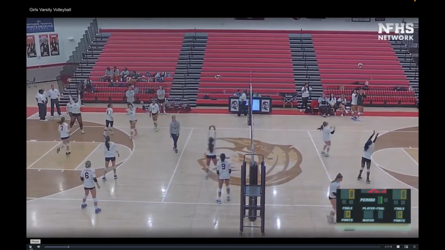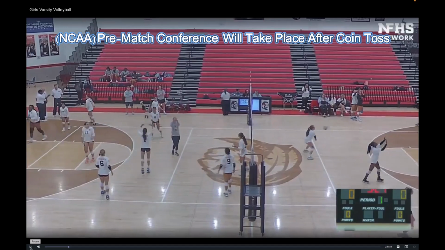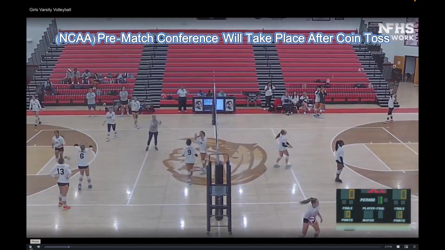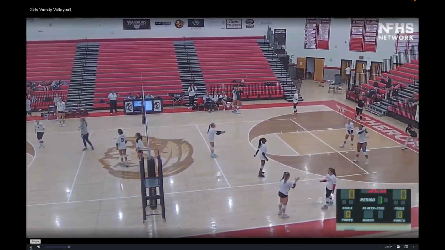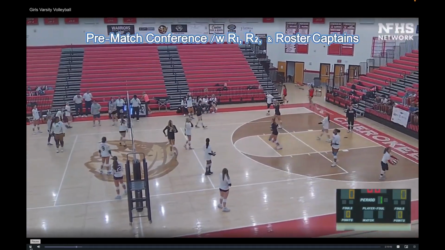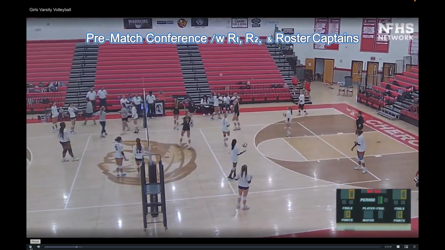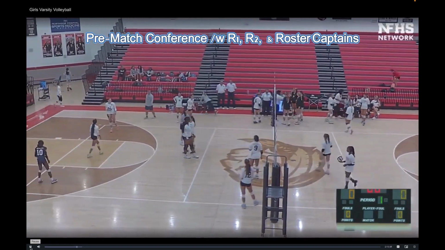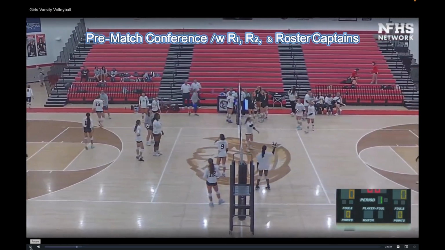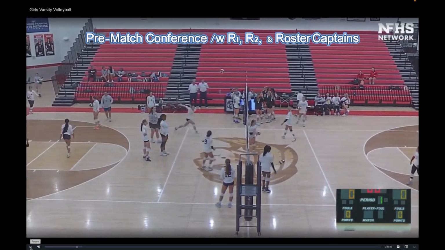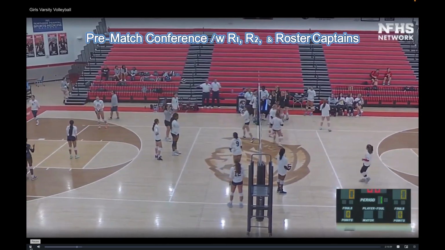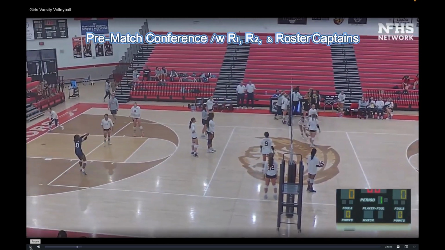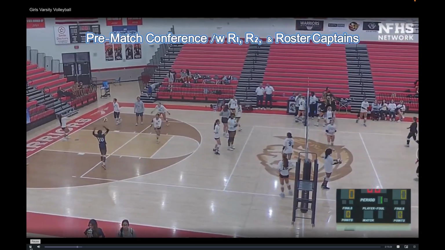Now, typically in NCAA matches, these pre-match conferences will take place after the coin toss, but there's no rule that says when these pre-game conferences can take place. Here you can see in front of the scorer's table, near the net post and net stand, we have a pre-match conference with the first referee, the second referee, and our roster captains. Because this is a high school varsity match, this pre-match conference also involves the head coaches.